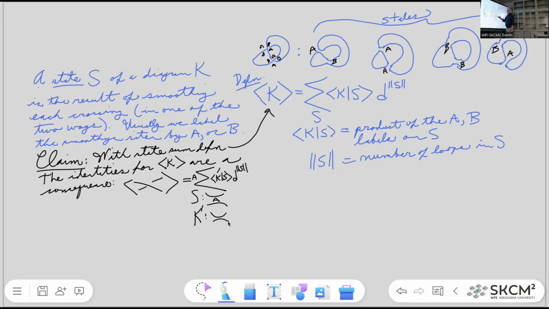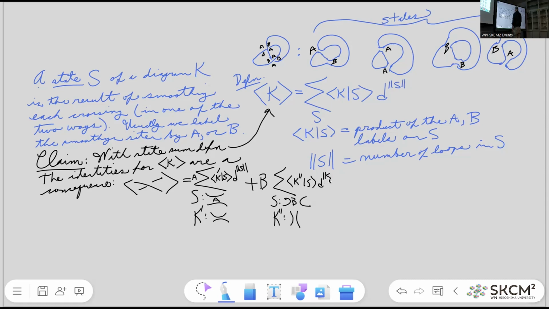But all I have to do is now look at the states of K prime, the smaller diagram, and I get the sum over the states of the smaller diagram, plus B times the sum over states that are smoothed this way, and I have a B, for K double prime, the diagram which has this smoothing, times K double prime S, B to the number of loops in S. So I'm summing over all the states in the original diagram, the ones that are smooth horizontally at that point, and the ones that are smooth vertically at that point, the ones that are smooth A type, and the ones that are smooth B type.